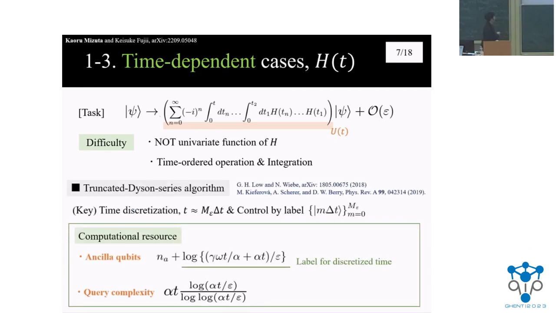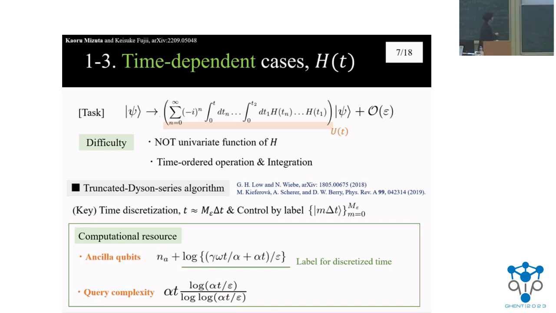Recently, truncated Dyson series algorithms resolved this problem by introducing time discretization. They introduce some ancillary qubits, which leverage the discrete time, and they execute a Hamiltonian simulation in a similar way to the truncated Taylor series algorithms. In the algorithms, they also use ancillary qubits and query complexity.